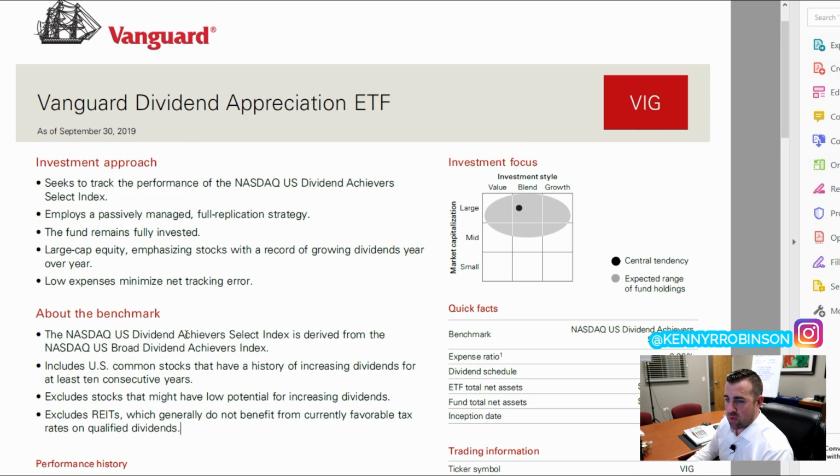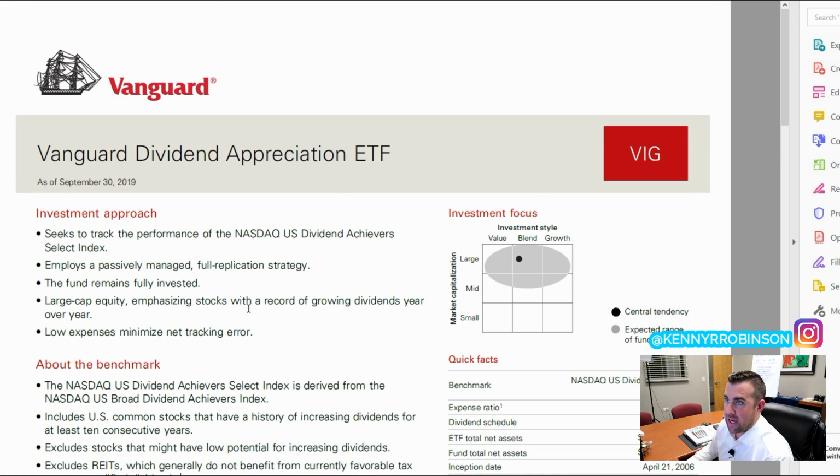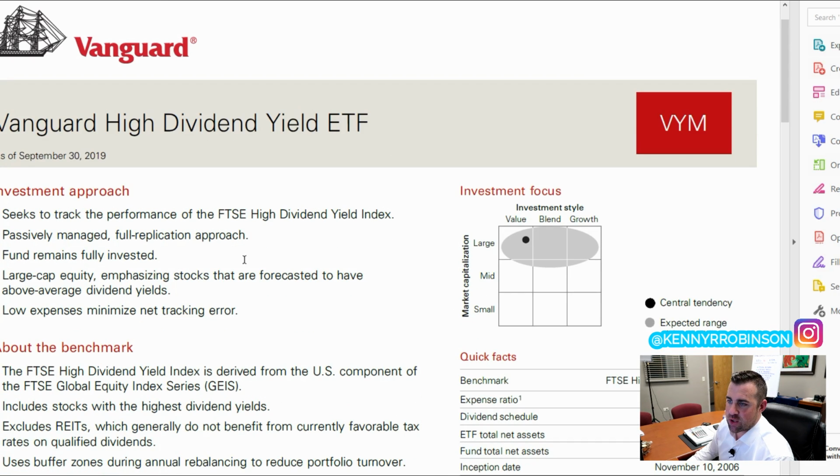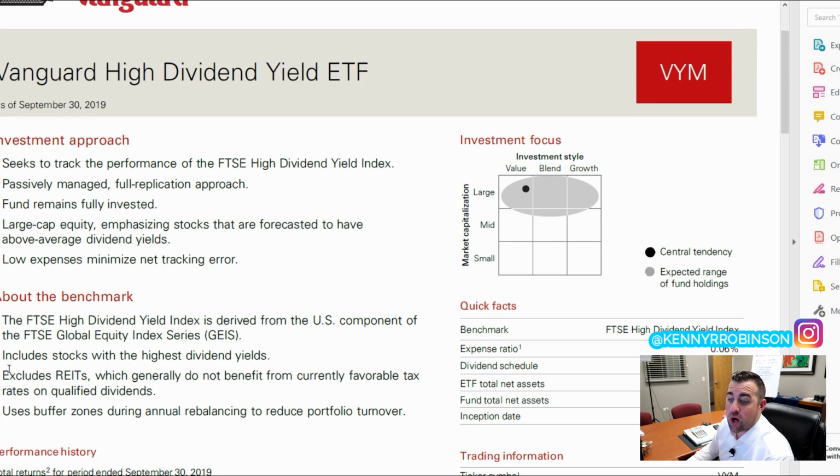So this one has no real estate, and the companies have to have increased their dividend minimum 10 years. Okay, so now let's take a look at the other one, VYM, high dividend yield, and it seeks to track the performance of the FTSE High Dividend Yield Index. Large cap equity, emphasizing stocks that are forecasted to have above average dividend yields. This also excludes REITs, which generally, what we talked about. Includes stocks with the highest dividend yields.